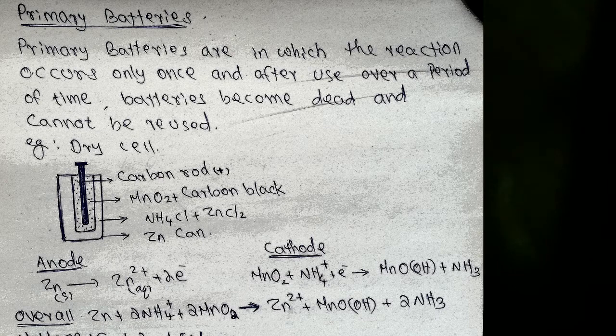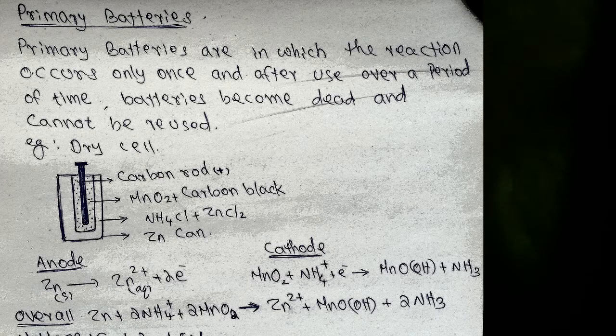An example of a primary battery is the dry cell. See this diagram showing a primary battery. Inside the dry cell, there is a carbon rod. This carbon rod is surrounded by a mixture of manganese dioxide and carbon black.